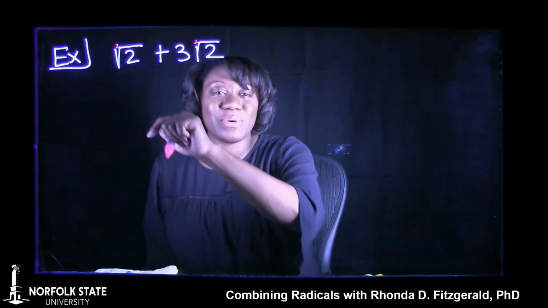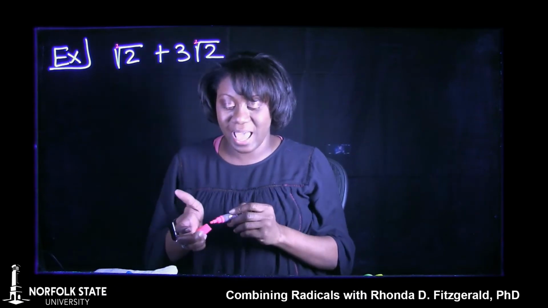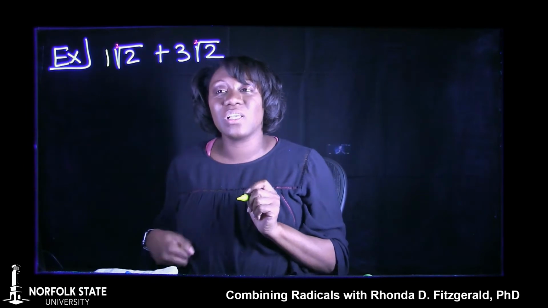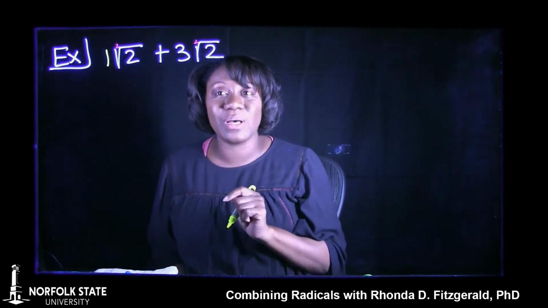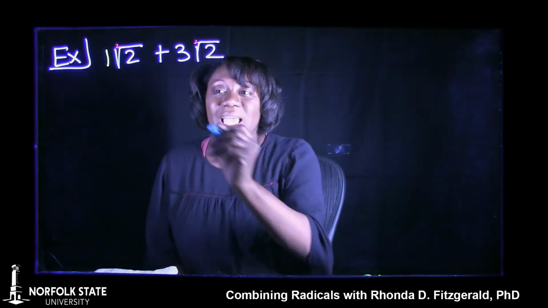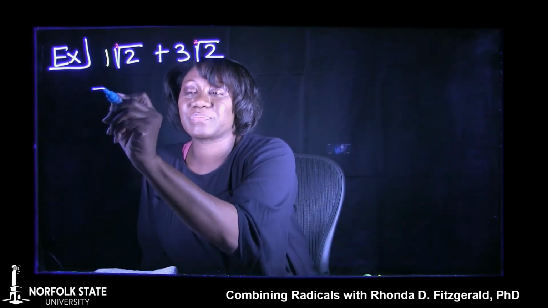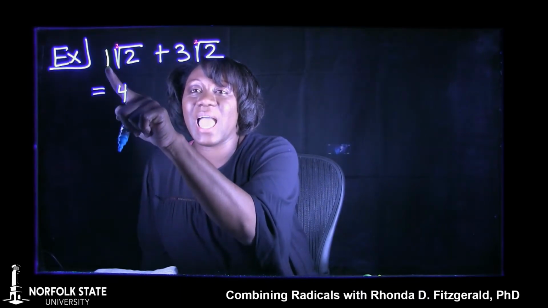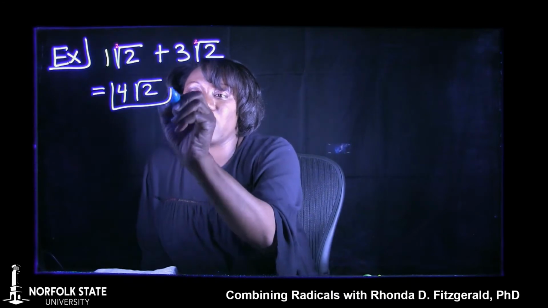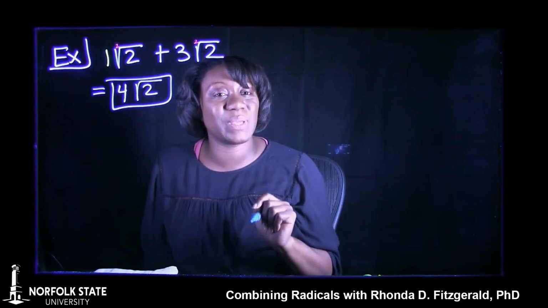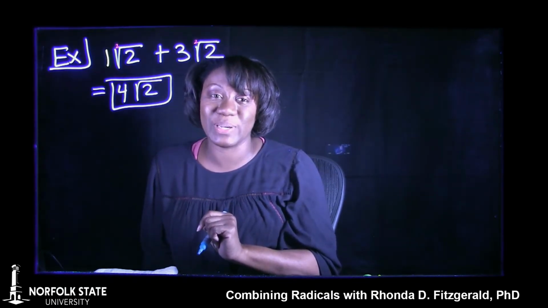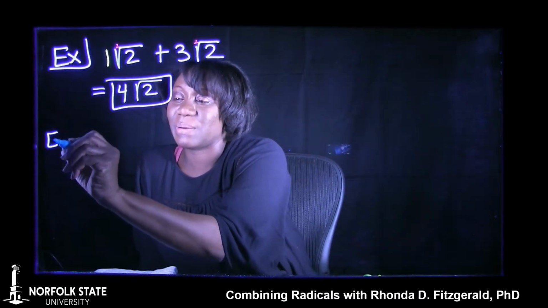And there's no number in front of the first one, so an invisible 1 is there. So I have 1 square root of 2 plus 3 square roots of 2. And my final answer for this is simply 4 square roots of 2, because I add the 1 and the 3. And that would be the final answer. So once again, we can only add them because they are like radicals in this situation. Let's look at another example.